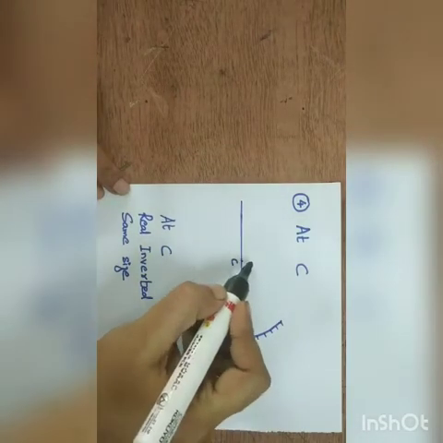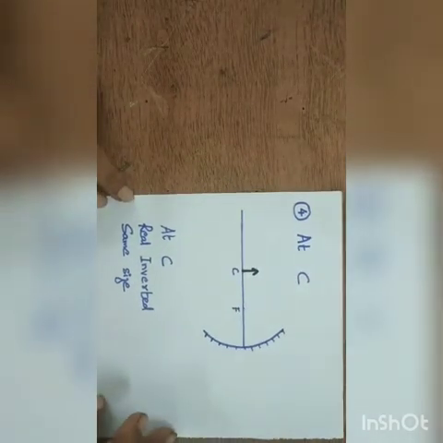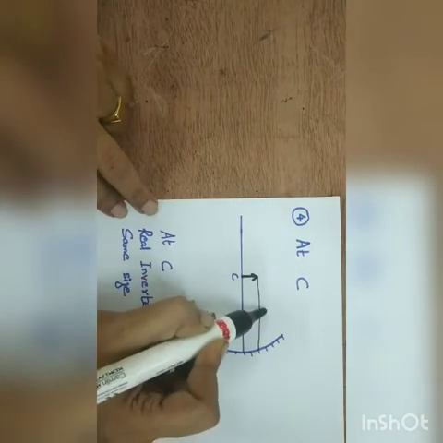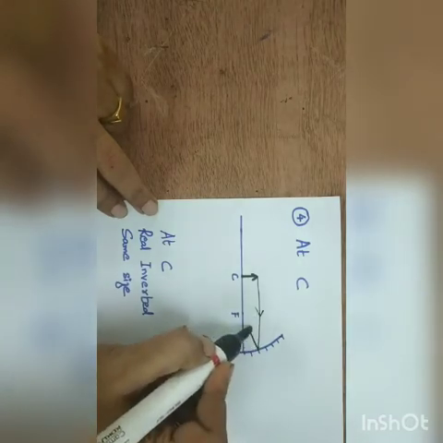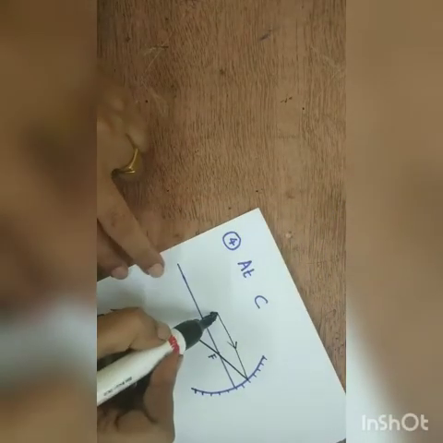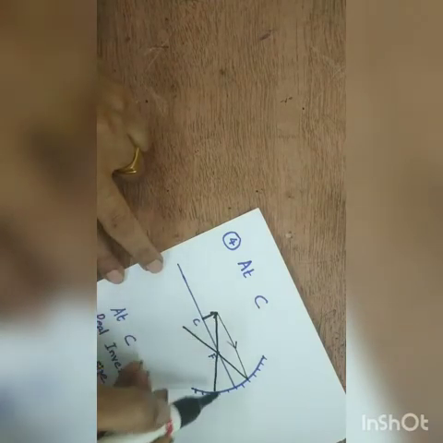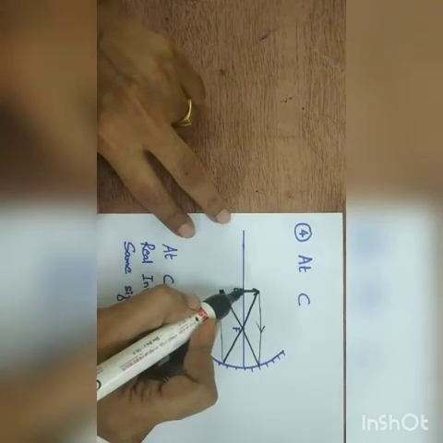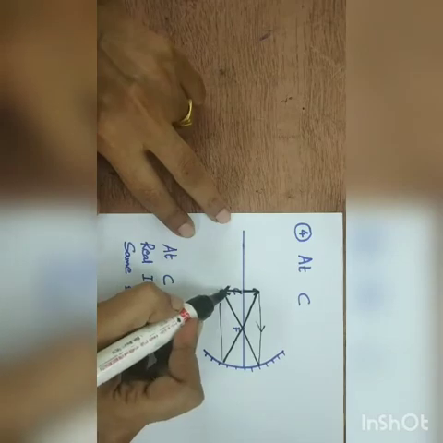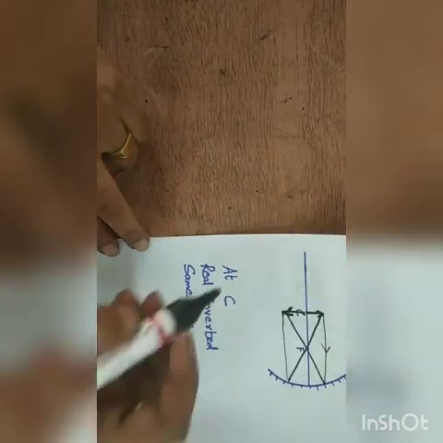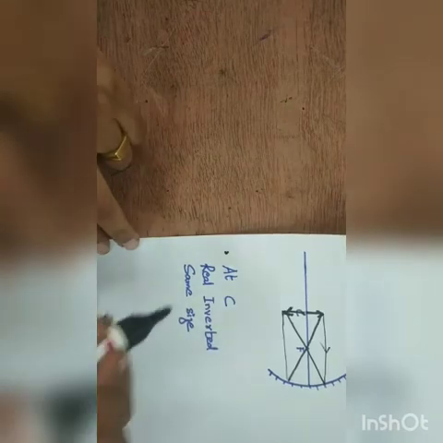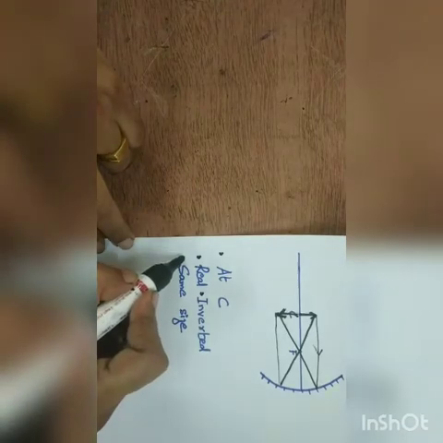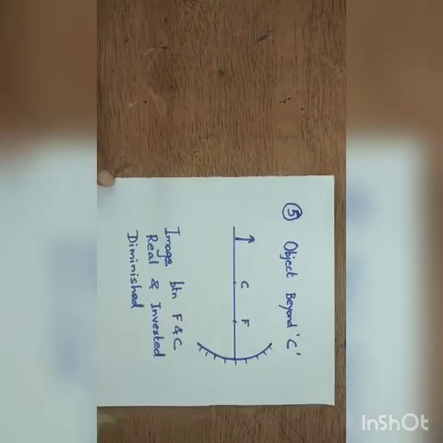Next, when the object is placed at the center of curvature, let us find out where the image is formed. A ray of light passing parallel to the principal axis passes through the focus. A ray of light passing through the focus passes parallel to the principal axis, and it meets here, that means at the center of curvature itself. So where is the image formed? The image is formed at the center of curvature. It is real and inverted. What about the size? It is the same size as that of the object.